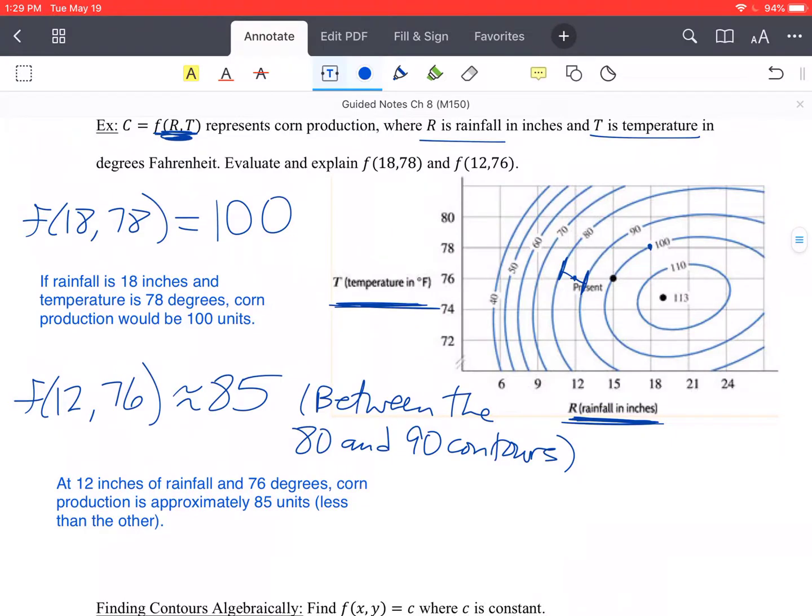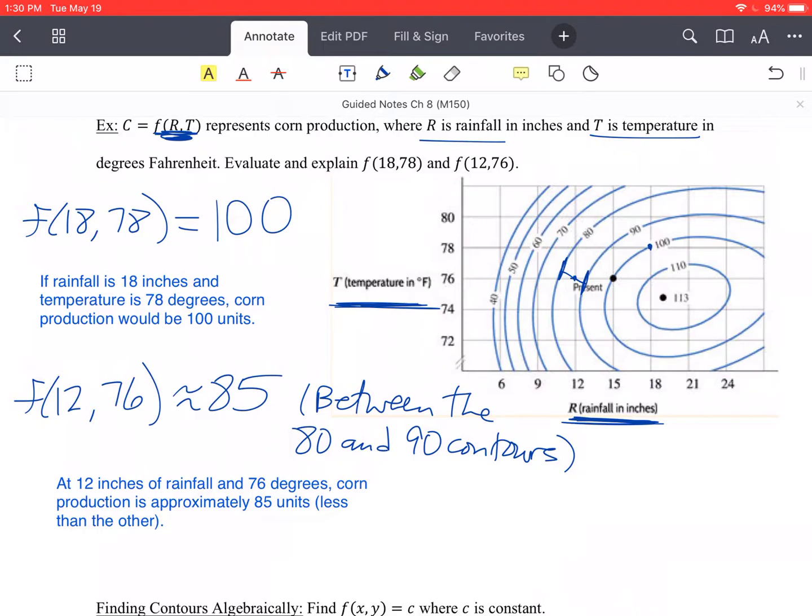Okay, so we can use models like this to look at output values, in this case corn production, based on multiple input values. The temperature alone does not determine how much corn you produce, and the rain alone does not determine how much corn you produce. It's a factor of both. So we can look at functions of two variables like this and visualize them, and that allows us to look at more specific values, make interpretations, and then hopefully make decisions about what we should do.